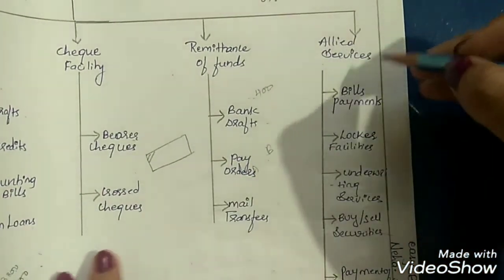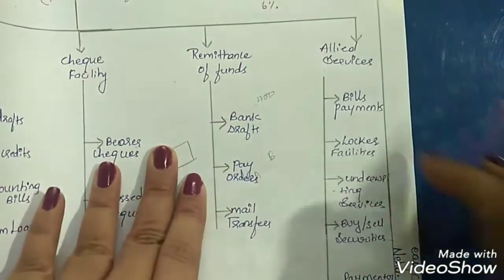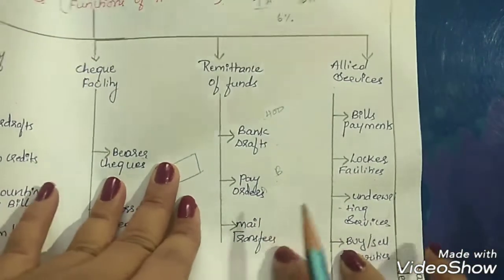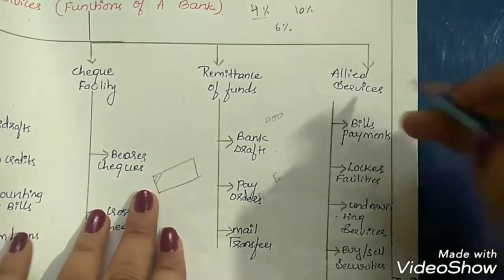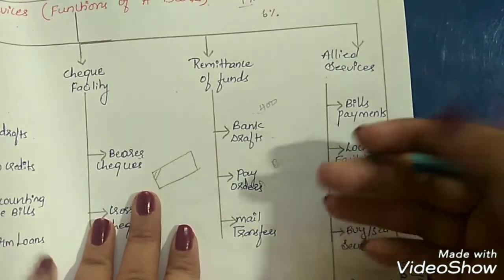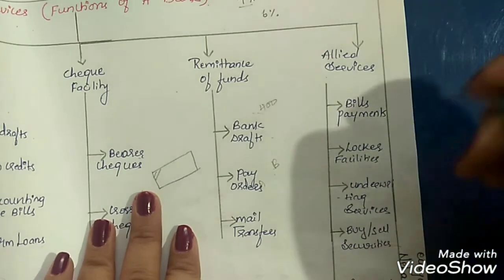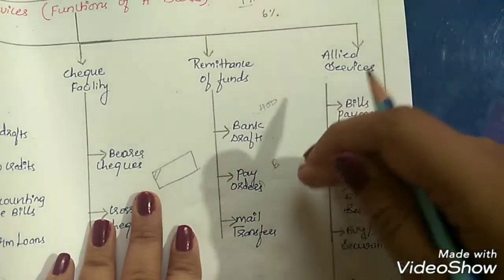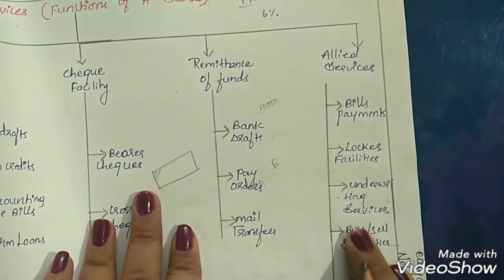Next, mail transfers. Here again the transfer request will be sent in the form of mails. Here the transfers will be done using electronic media or through mail, right? Next, allied services or other services which are provided by the bank to its customers. So there is bills payment. We have to pay our monthly bills, right? Like telephone bills, electricity bills, etc. So the bank will pay our bills on behalf of the customers.